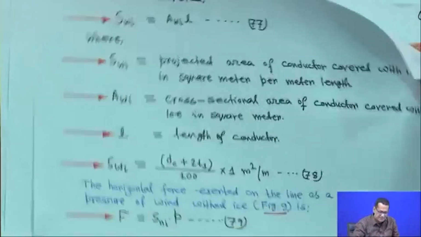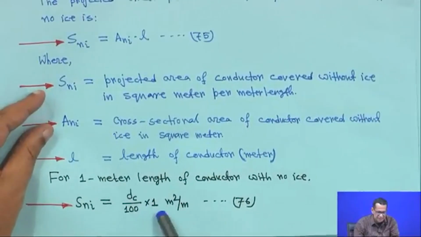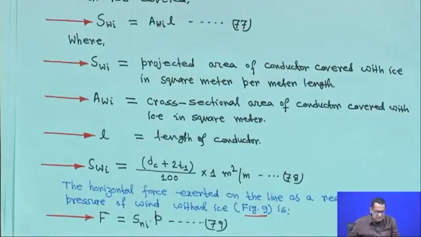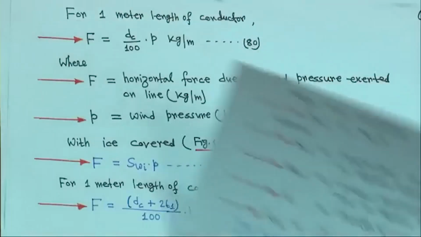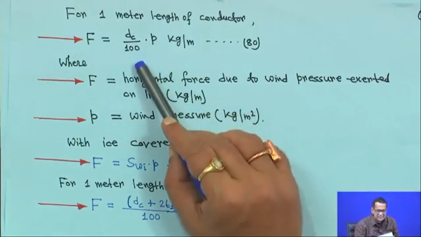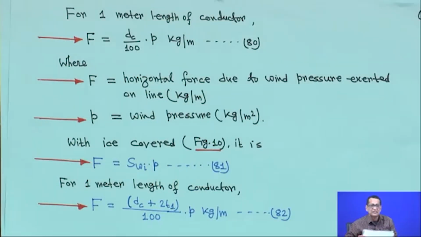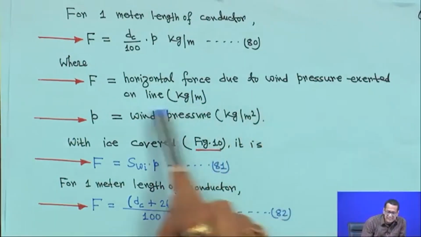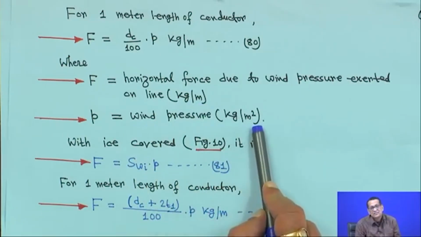Here it is F is equal to SNI into P, and we have also seen SNI is equal to dc upon 100 into 1 meter square per meter. So, SNI is equal to dc upon 100. Therefore, F is equal to dc upon 100 into P kg per meter. I think it is understandable. Therefore, F is equal to the horizontal force due to wind pressure exerted on the line, in kg per meter, and P is equal to the wind pressure in kg per meter square.